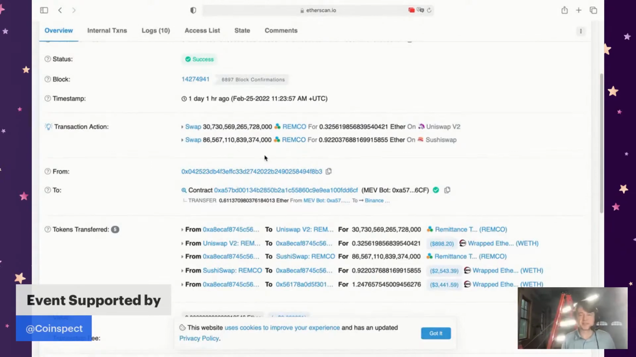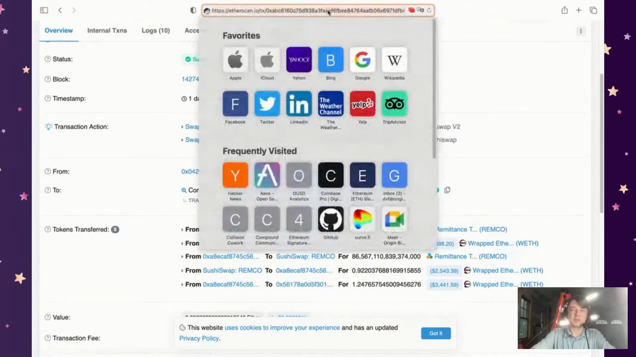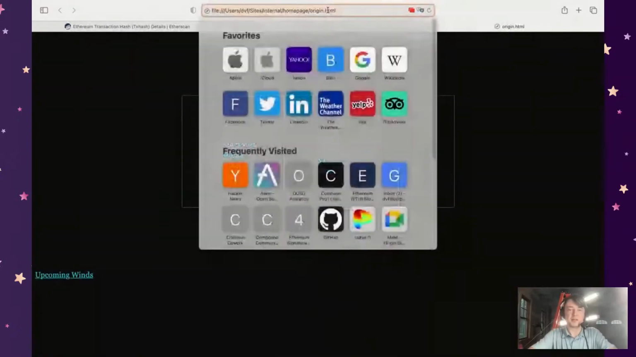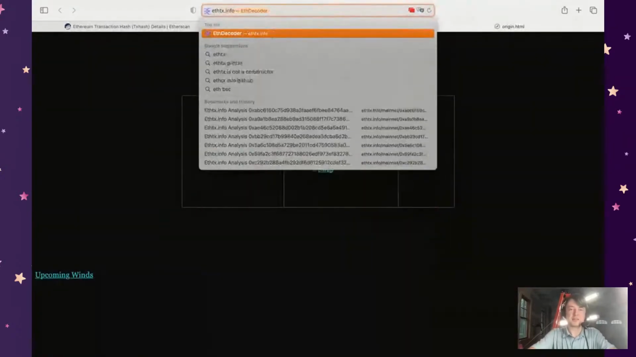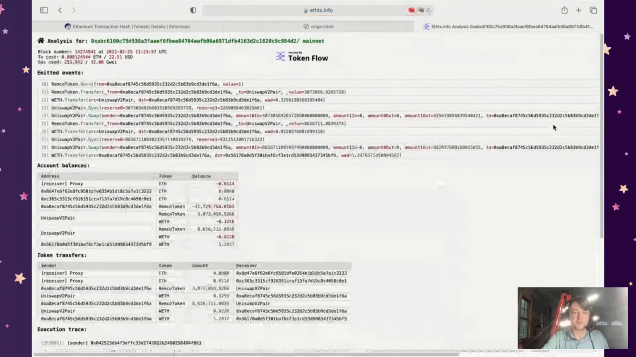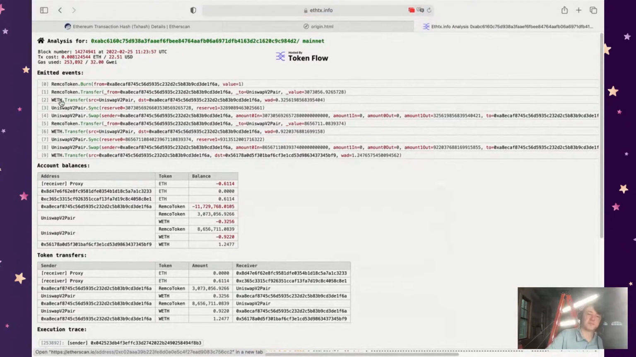So how do we go from this, just looking on Etherscan, into finding out what the hack was, what the vulnerability was? My favorite tool is ETHTX. So I'm going to go to ethtx.info and paste in this transaction, and it'll take it a second to trace it through. Up here are events that were emitted in the transaction. We can just see that there's some token transfers here.